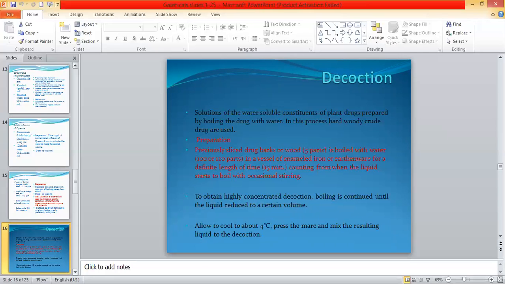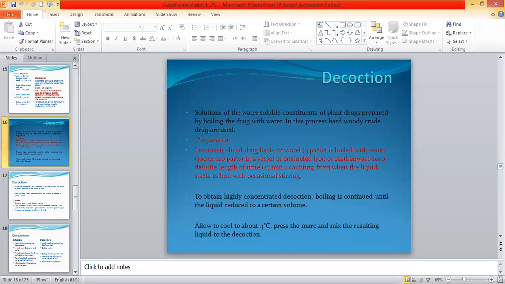If you want to get a very concentrated decoction, then you have to keep boiling it until the liquid evaporates and you get a concentrated volume of the preparation. You have to allow it to cool to about 4 degrees centigrade. The marc is pressed and the resulting liquid is mixed with the decoction. So that is the process of preparing it.